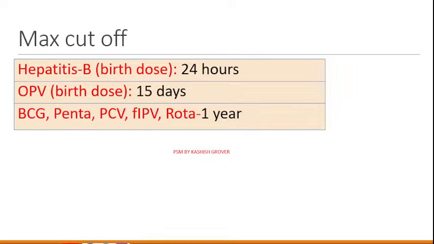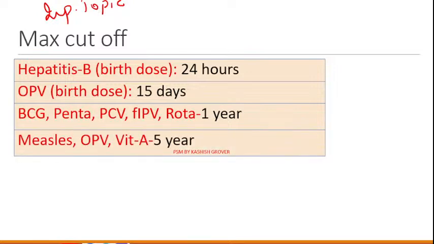BCG, pentavalent, PCV, FIPV and Rota, just mug it up, right? They may ask you these questions in any form. This is a very important topic. BCG, pentavalent, PCV, FIPV and Rota are given within 1 year. If after 1 year any unvaccinated kid comes to you, no need to give. Then measles, OPV, vitamin A are given within 5 years.